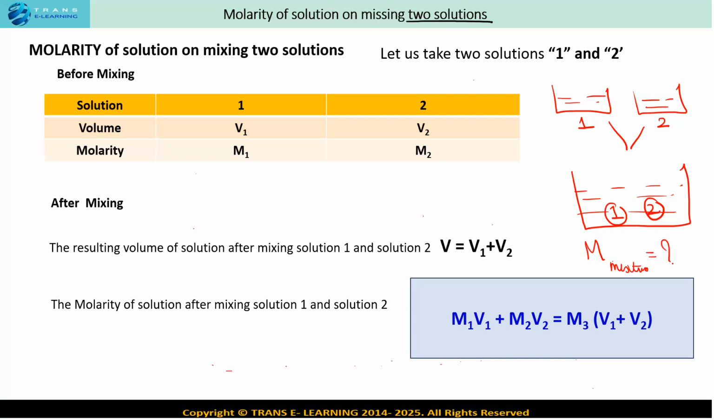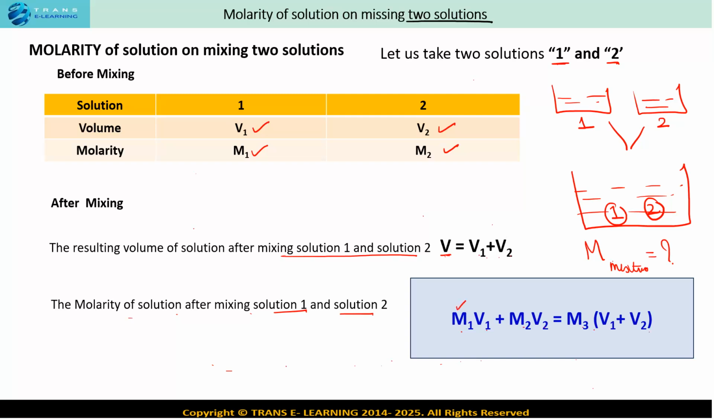So in this case, let the two solutions be 1 and 2. The volume of solution 1 is V1 and the molarity is M1, and the solution 2 volume is V2 and the molarity is M2. The resulting volume of the solution after mixing 1 and 2 will be V1 plus V2, which is given by V. Now the molarity of the solution after mixing will be M1V1 plus M2V2 is equal to M3 into V1 plus V2.